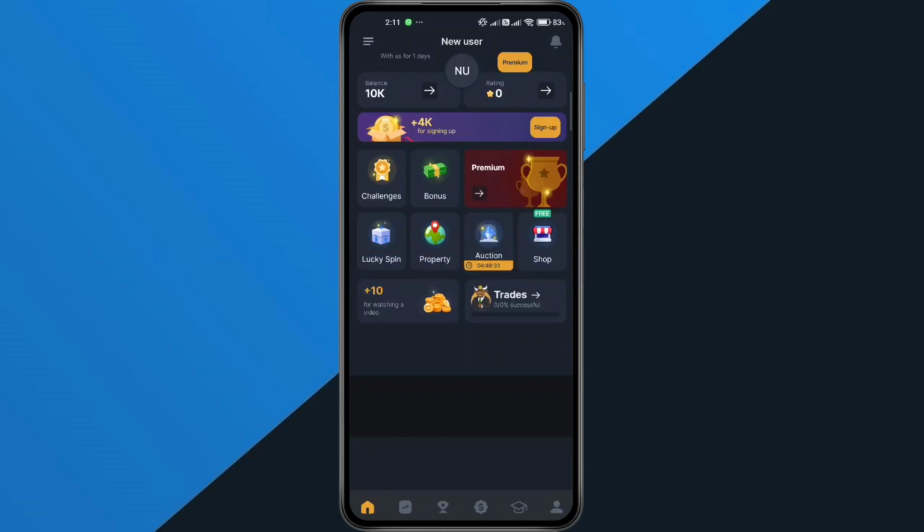Hey everyone! In today's tutorial, I'm going to walk you through how withdrawals work in the Forex Royale app. A lot of people get confused about this, so let's clear everything up step by step.